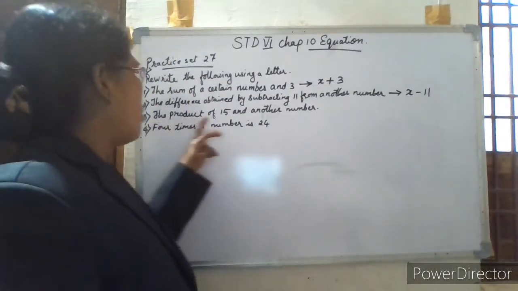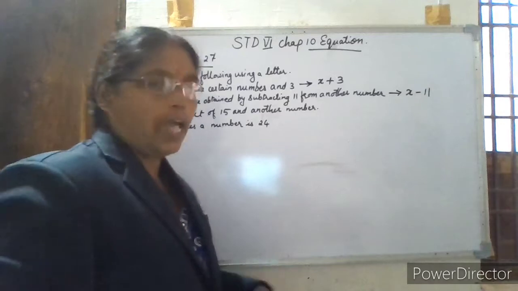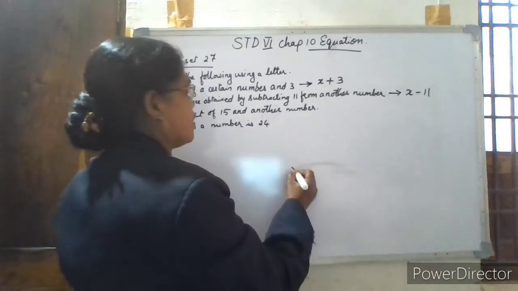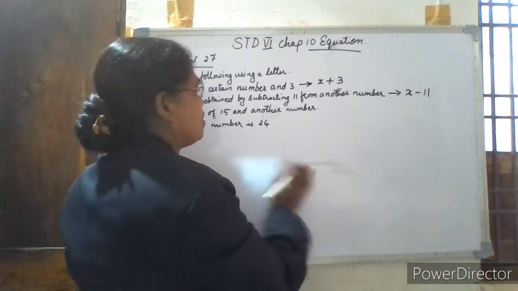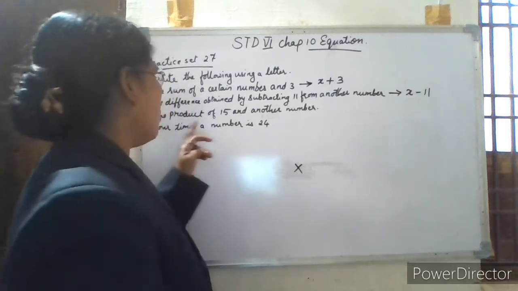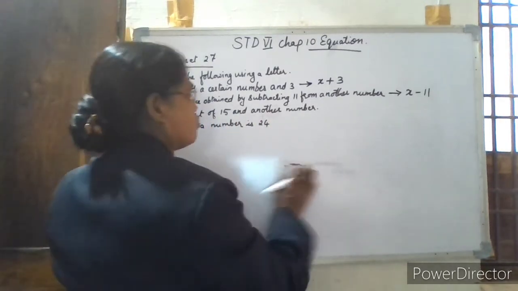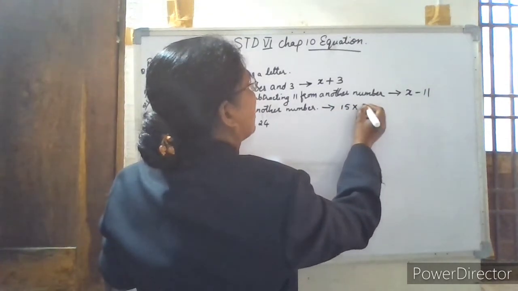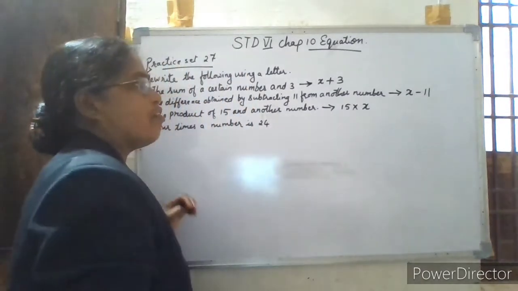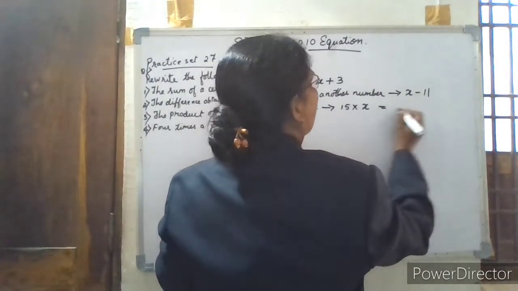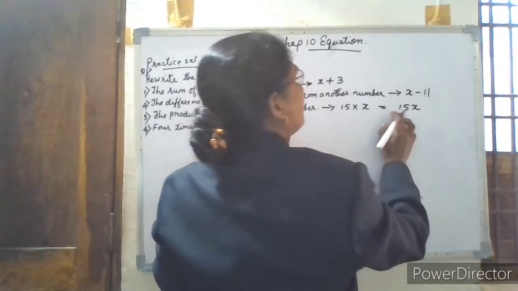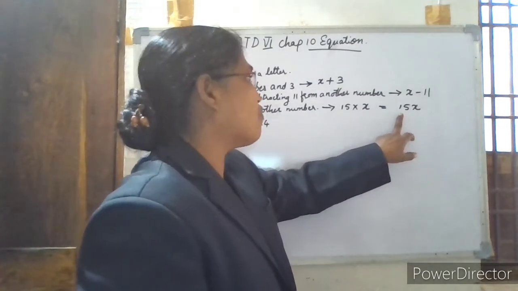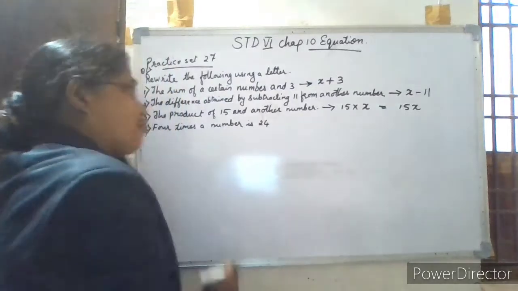Then next, the product of 15 and another number. When another number is asked, we have to take a variable. Product means multiplication, so we multiply 15 and another number. 15 into x gives 15x. When we write it in this algebraic form, 15x means 15 multiplied by x.